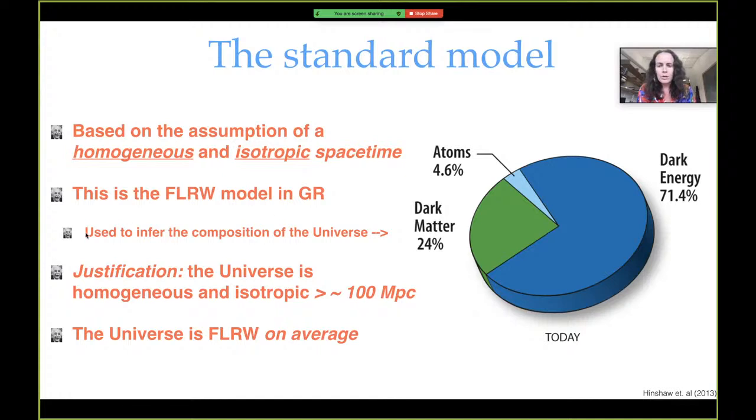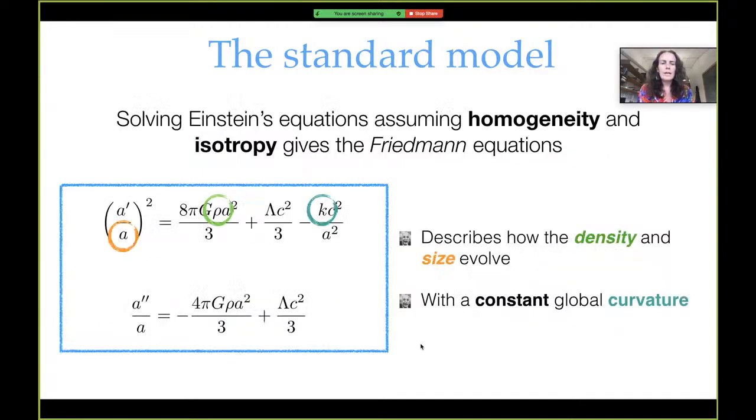And this is the model that we use to infer the constituents of the universe based on our observations. This is justified by the fact that the universe is homogeneous and isotropic above a certain scale. And so we say that our universe is described by this FLRW model on average. Daniel already gave a little bit of an introduction to these equations, but basically when we make these assumptions in general relativity, we get the Friedmann equations, which tell us how the density rho and the size, given by the scale factor a, of our homogeneous isotropic universe evolve over time.